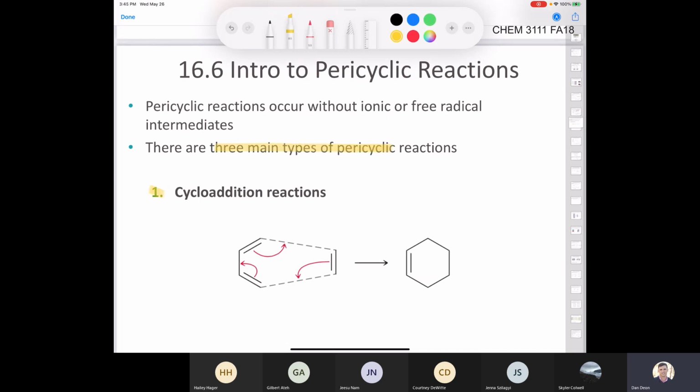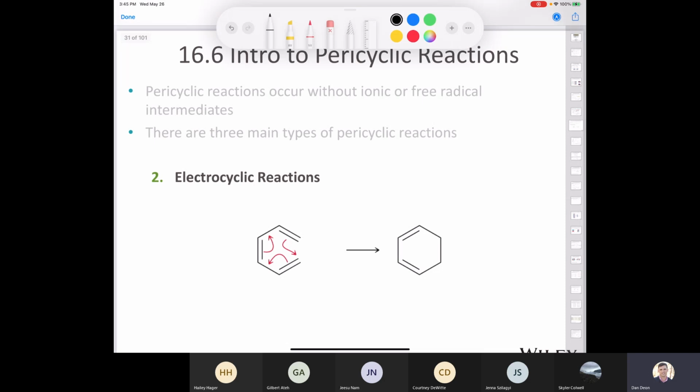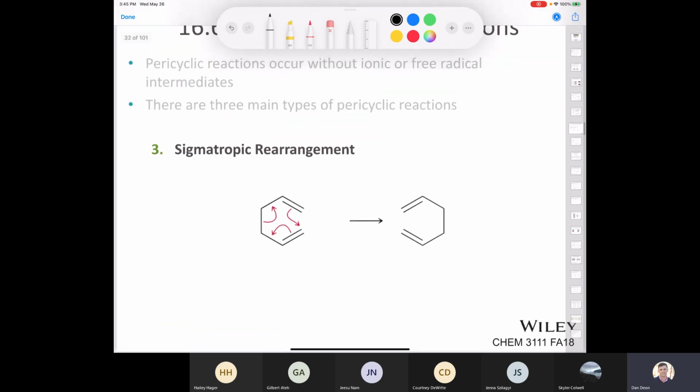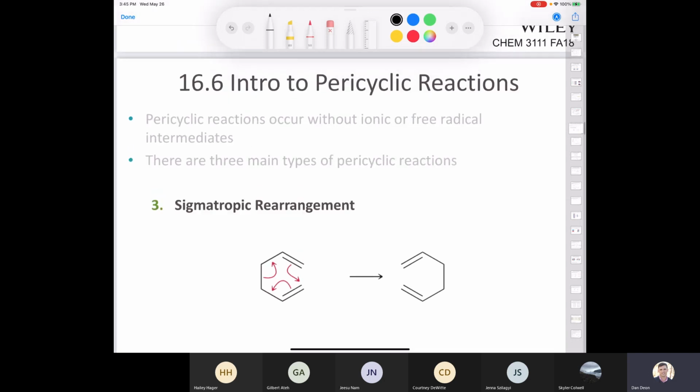The first one is a cycloaddition reaction, and the Diels-Alder reaction, that's the name of a reaction, is going to fall under this umbrella, and that's the one that we're going to talk about in Chemistry 3111. The next one is an electrocyclic reaction. Again, we're not going to cover electrocyclic reactions in our class, but they are important reactions if you want to take the time to look at those. And then the last one is a sigmatropic rearrangement if you want to take the time to look at those.